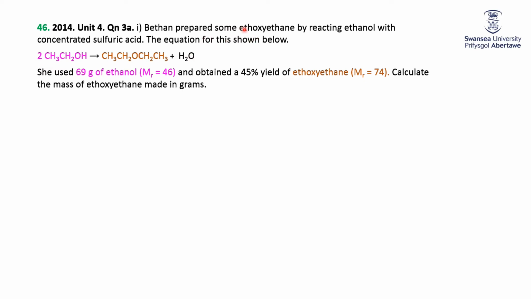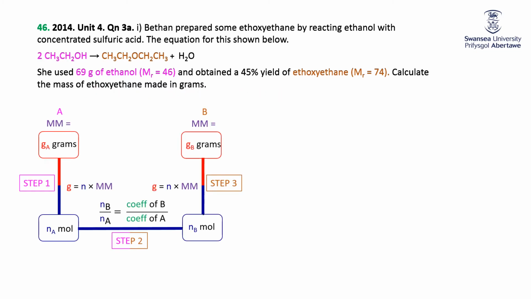So Beth then prepared some ethoxyethane by reacting ethanol with conc. sulfuric acid. The conc. sulfuric acid is, of course, just effectively a catalyst, so we don't include it in the equation. Already color-coded it for you. 69 grams of ethanol was used and obtained 45% of ethoxyethane. Calculate the mass of ethoxyethane made in grams. Well, this is kind of a fun one.